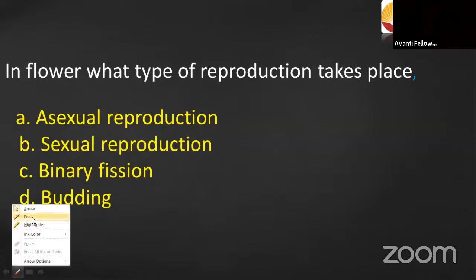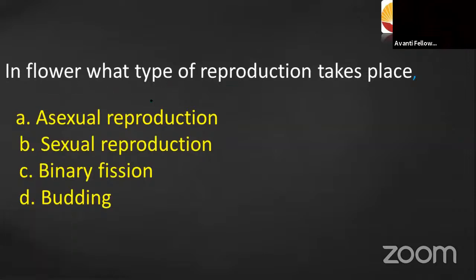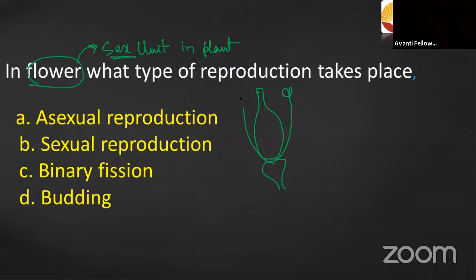Okay. So in flower, which type of reproduction takes place? Flower is the sex unit in plants. So sex unit means what? Obviously sexual reproduction is happening, right? So sexual reproduction is happening, that is why it is called a sex unit. If there is a flower, okay, then there is the presence of this, a female part, and there is also a male part. Right? So what is this?